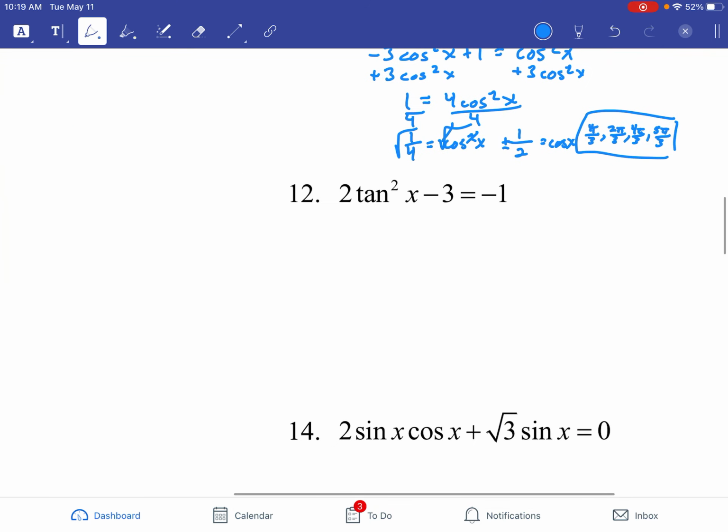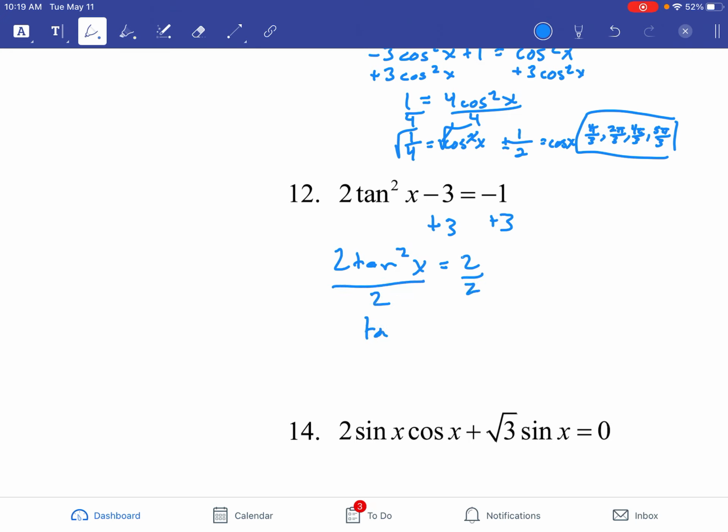Number 12. Okay, so we're going to add 3. So we have 2 tangent squared x equals 2. We're going to divide both sides by 2. So tangent squared x equals 1. We're going to square root both sides. So tangent of x equals plus or minus the square root of 1, which is 1.